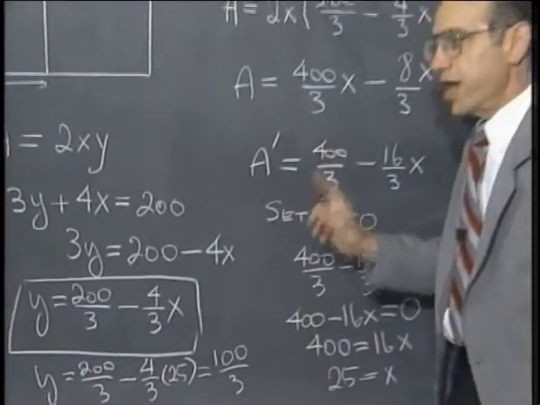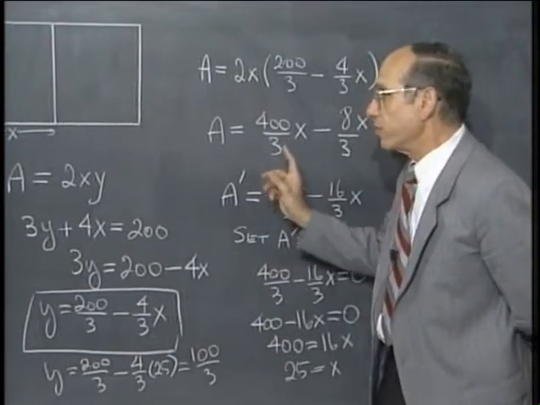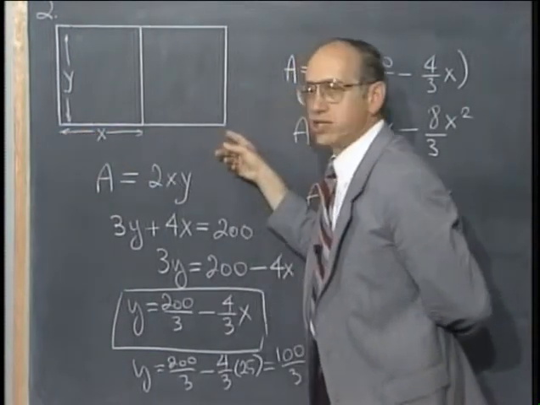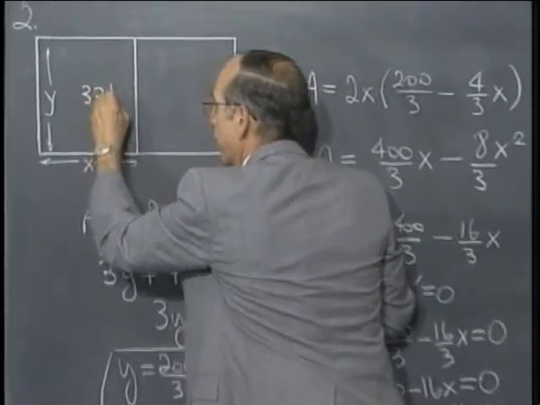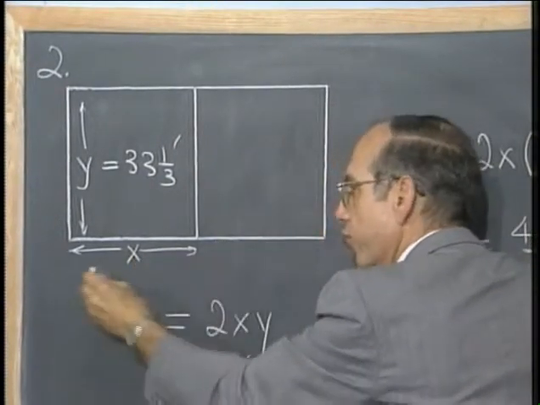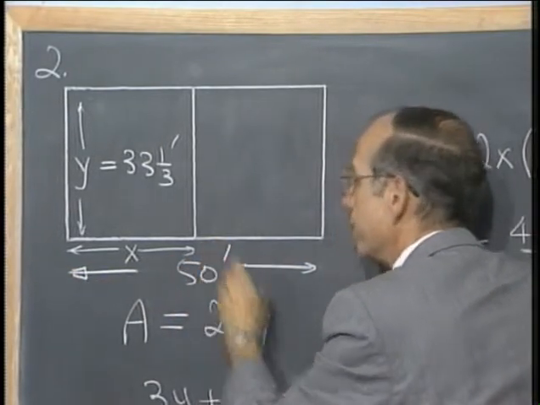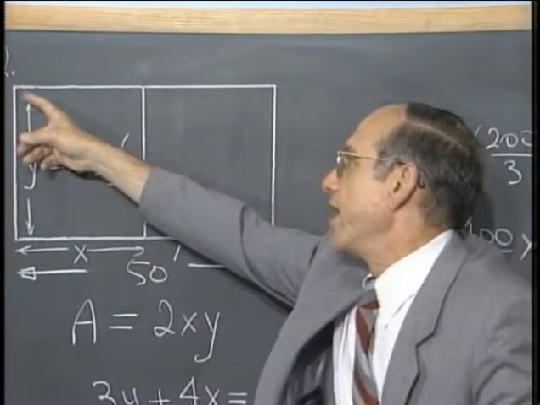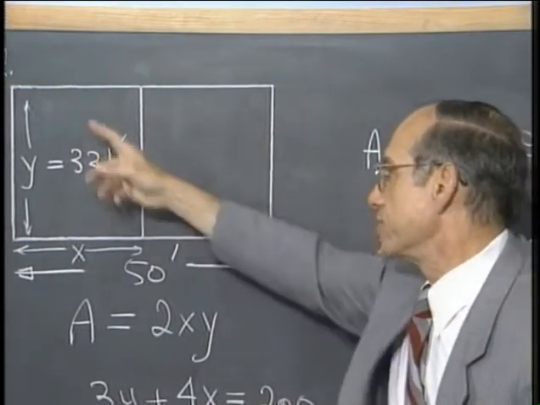Am I really done? Again, the problem said find the dimensions of the pen. What are the dimensions of the pen? Go back to the diagram. The pen is actually y this way, but it's 2x this way. Okay? Y we've identified. Y is 33 1/3 feet. X is 25 feet. Therefore, this dimension, all in all, is 2x, which is 50 feet. So the farmer should make his pen 50 feet on a side and 33 1/3 feet for each of the fences going in this direction.